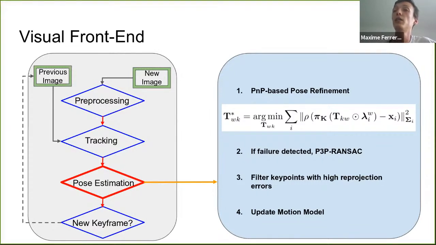If failure is detected, for example, because the predicted motion was not good enough, we skip the PnP-based refinement and turn back to a classical P3P RANSAC method in order to re-estimate the pose of the camera. And then in any case, we filter key points with high reprojection errors to avoid drift as much as we can. And finally, we use the estimated pose to update our motion model.